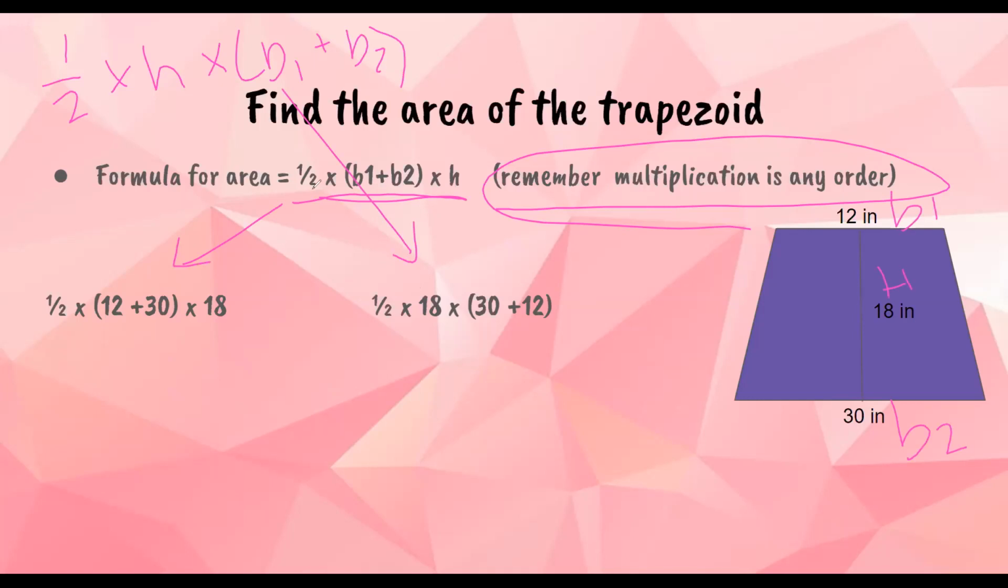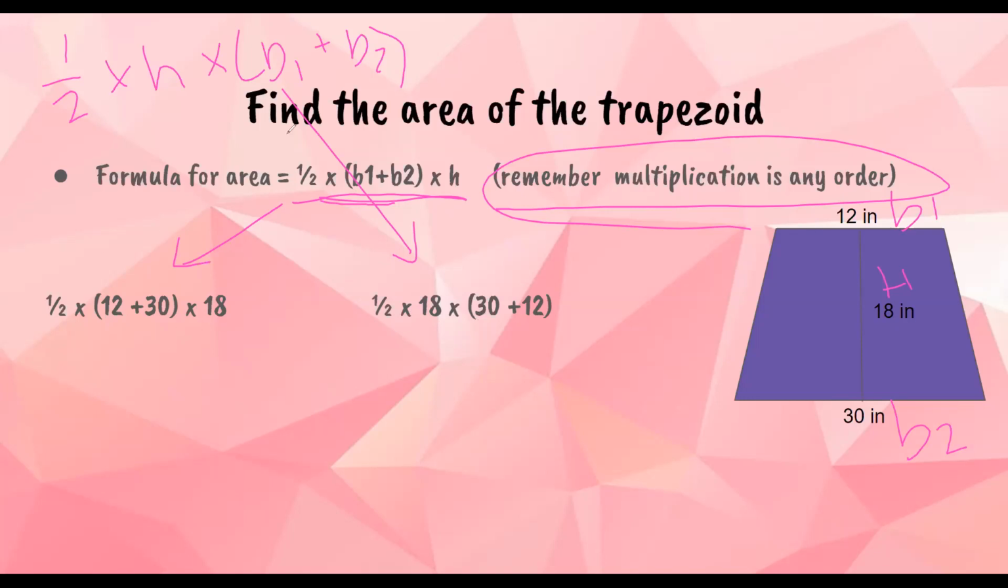So if I'm using the formula that's right here that's underlined already, I have then 12 plus 30, and it needs to stay in parentheses because I need to add it together before I multiply anything with it. And then times height, which was 18. So this is that formula. And then on this side, if you're doing 1/2 times height, so height was 18 times, and then again, yes, it's base 1 plus base 2, but if you do it backwards, as long as you're adding the two bases together, you're still going to get the same answer.